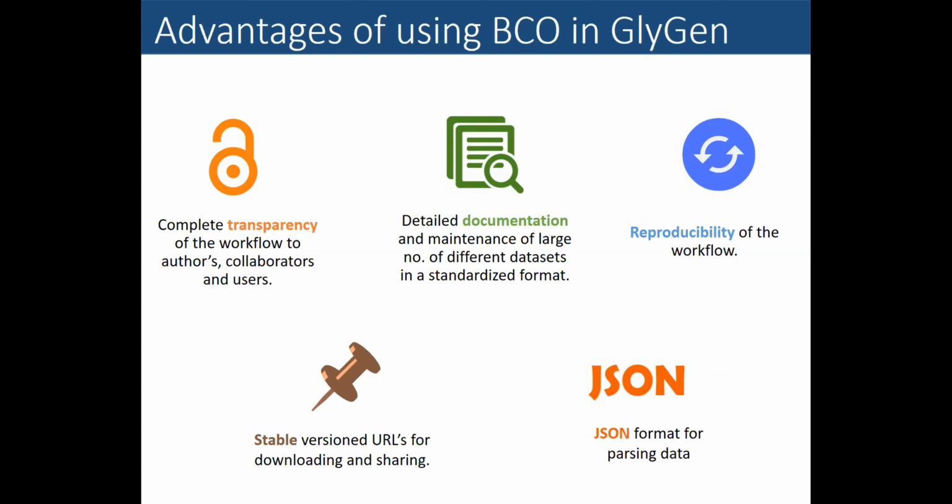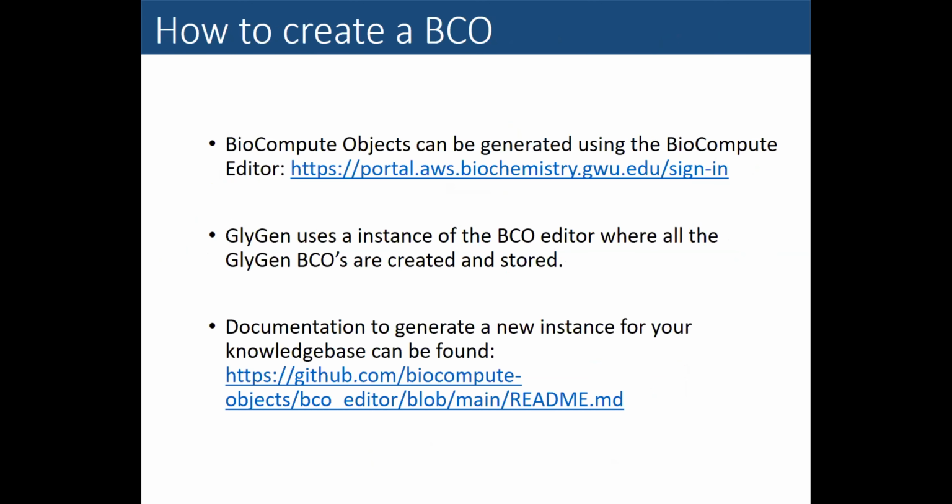Then the BCO also provides a stable versioned URL, which you can use to download or share it. And finally, because it's in a standardized JSON format, you can parse certain sections. For example, GlyGen has parsed the usability domain and used it as a description for each individual data set.